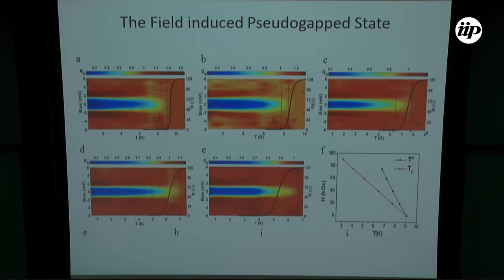In zero field, of course, I don't have a pseudogap, but as I keep applying the field, Tc and T star start diverging, and this divergence becomes larger and larger. So if I plot on a phase diagram, this is my Hc2 or Tc(H) line, and this is the T star, and in between these two, I have this pseudogap state.